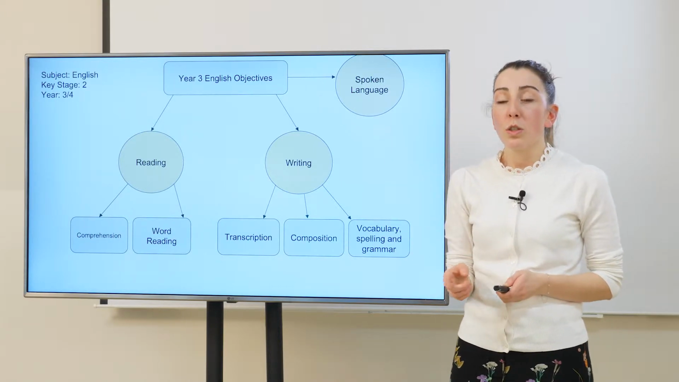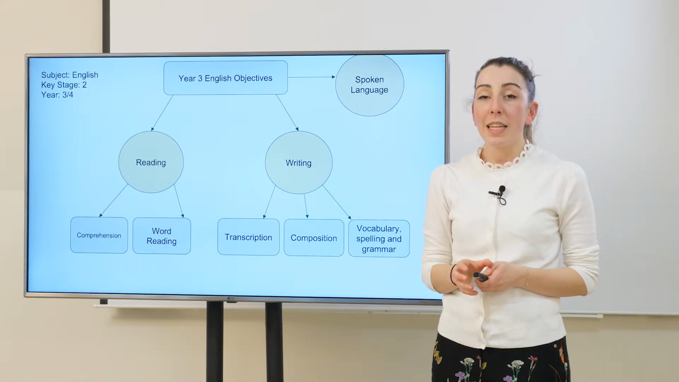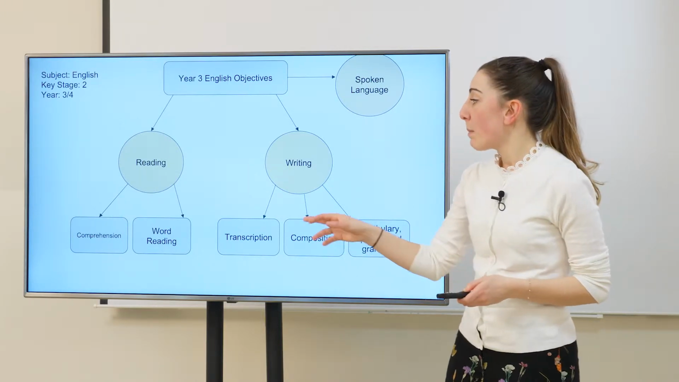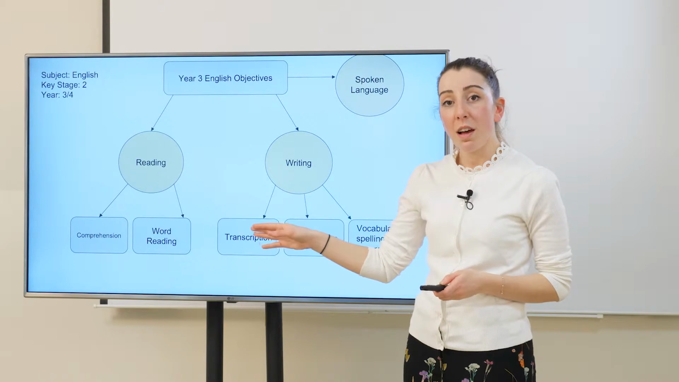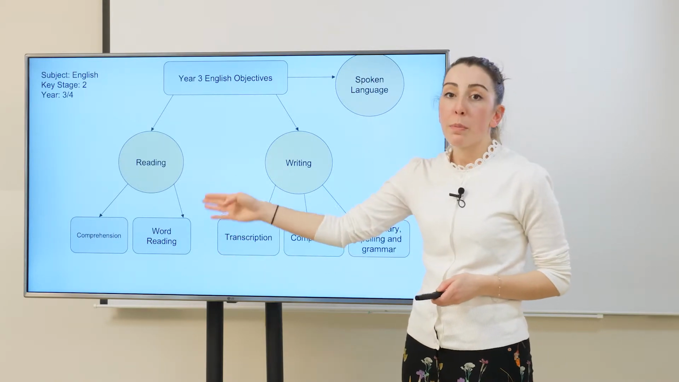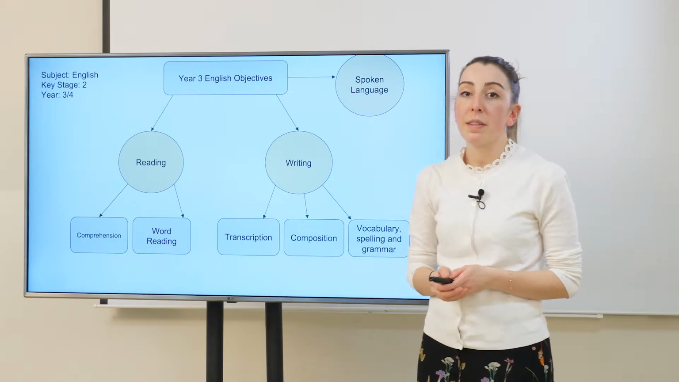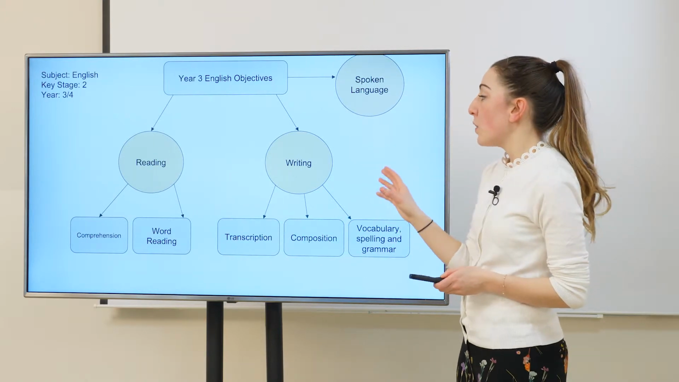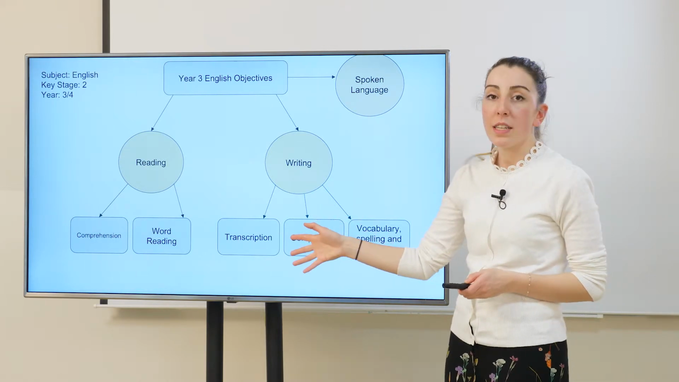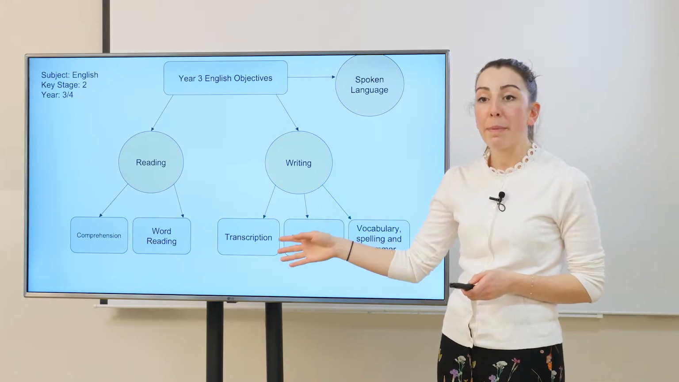We don't want children to just be good at one of these things. We need them to be good at both. To be a good reader, you must be able to word read, know what the words are, and understand them. So that's why there is an equal amount of importance placed on both areas. Then we go to writing. Writing is about transcription, handwriting, and the ability to put pen to paper.